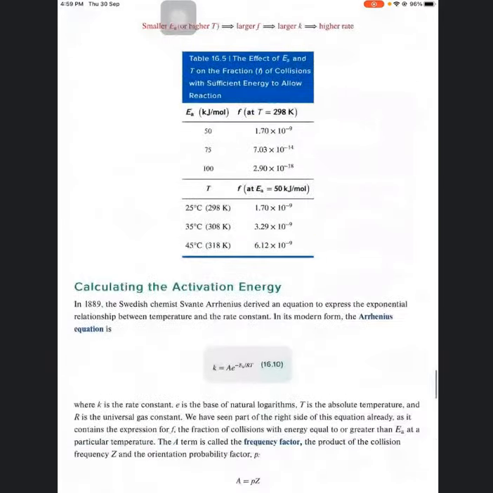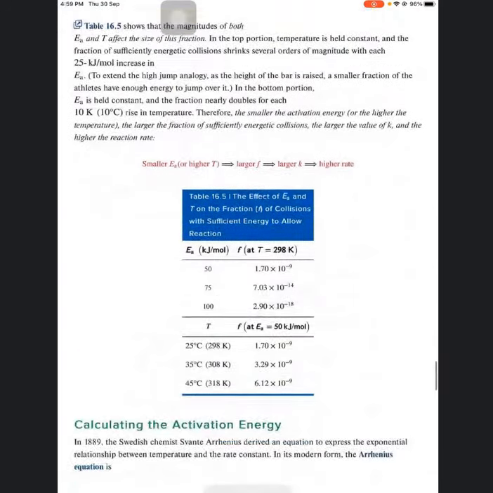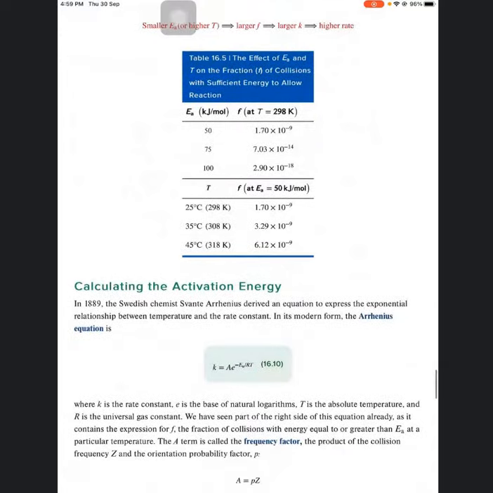Yang ni. Okay, this is on page berapa ni? Page 725 if you have your textbooks.